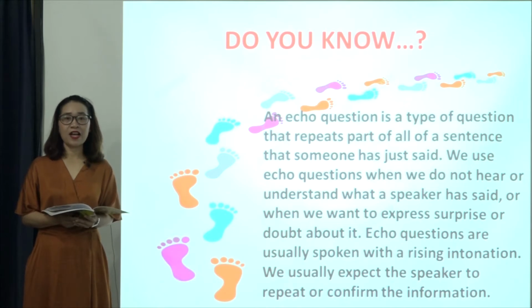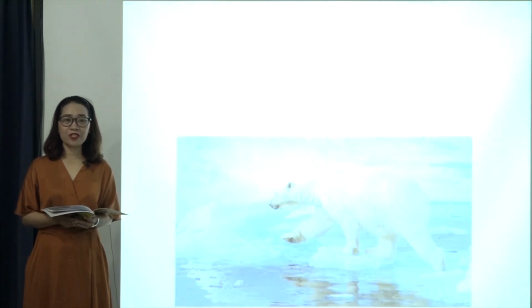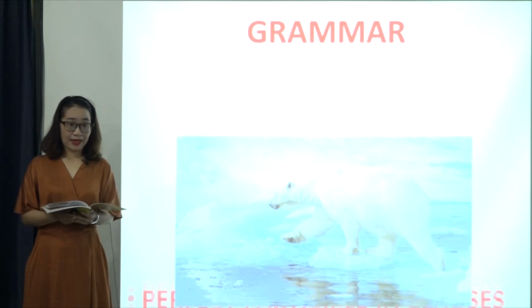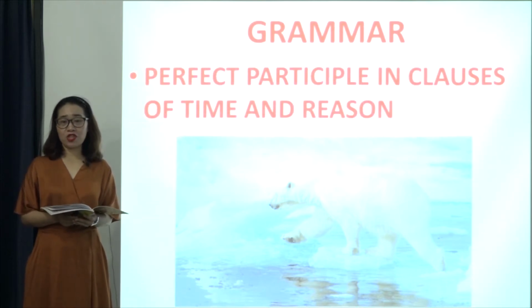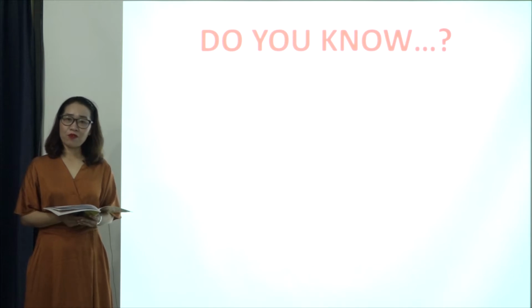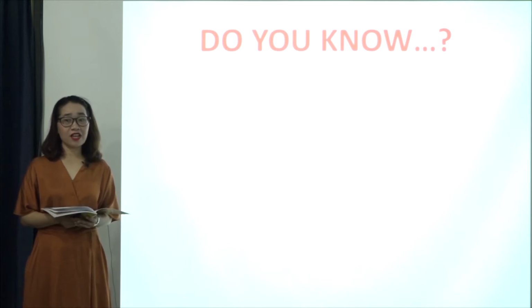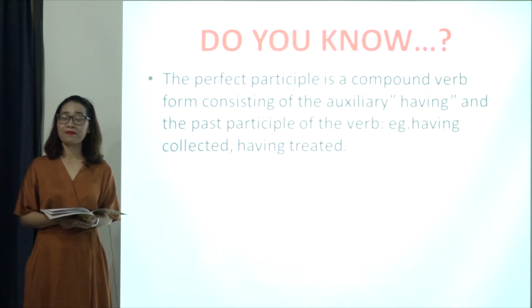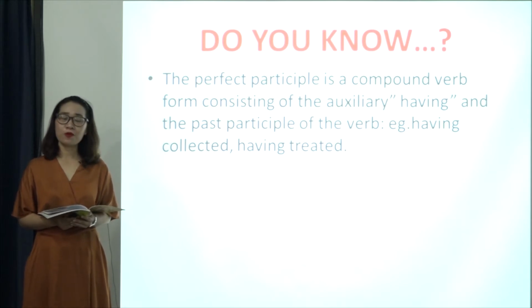Now we continue. Coming to the third part of language today is the grammar. And today we come to study perfect participle in clauses of time and reason. Now, before we come to do the exercise, I would like to introduce you something about the perfect participle. You can see that the perfect participle is a compound verb form consisting of the auxiliary having and the past participle of the verb. For example, having collected or having treated.